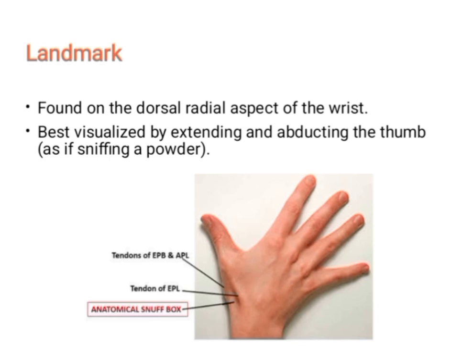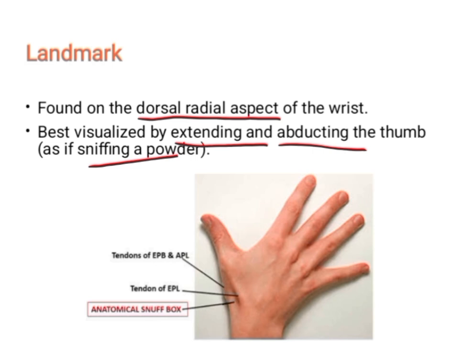Now, the anatomical snuff box is a triangular depression. As you can see from this image, there is a depression. It is a triangular depression found on the dorsal aspect of the wrist. It is best visualized by extending and abducting the thumb as if you are sniffing a powder.